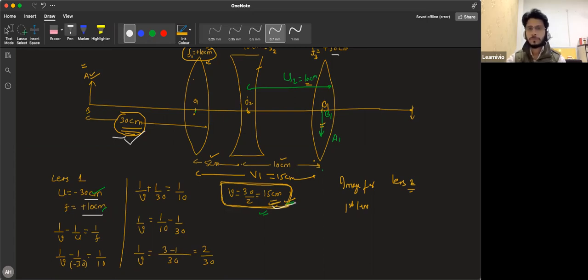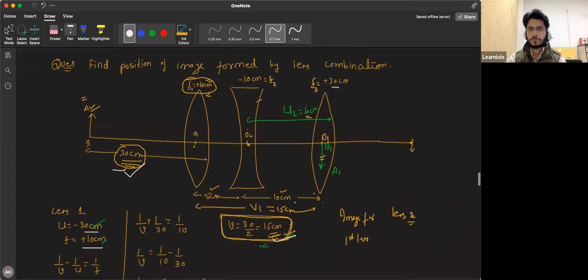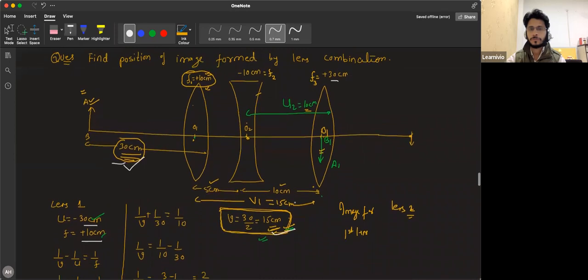Sir, could you just scroll a little bit up? So that's plus 15. So for the first lens, the image is at 15 centimeter. 15 centimeter means from here it's 5, 10, 15. Means the image of the first lens is at the optical center of the third lens. And this image of the first lens will act as an object for the second lens.